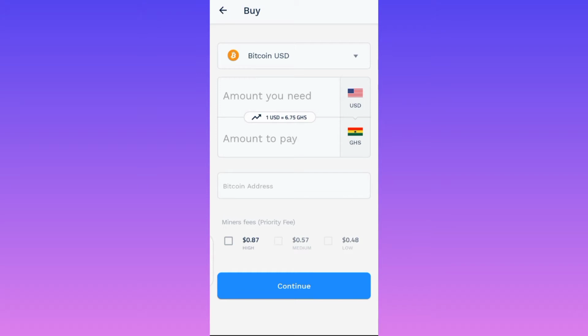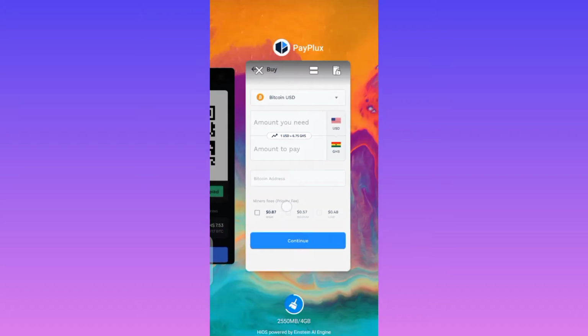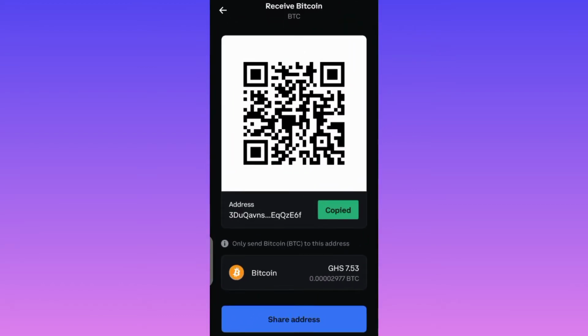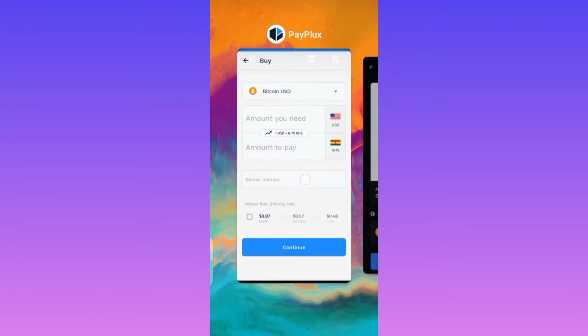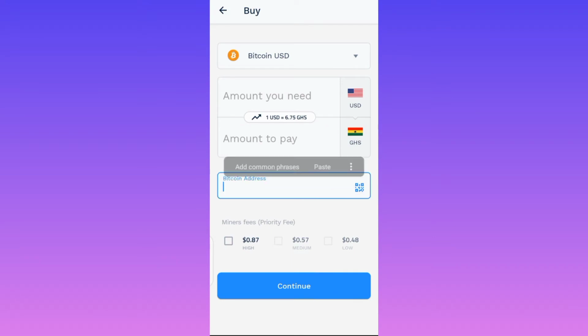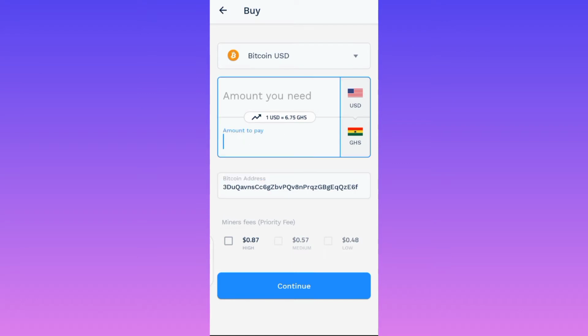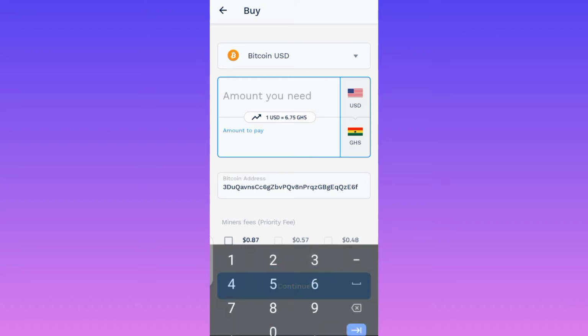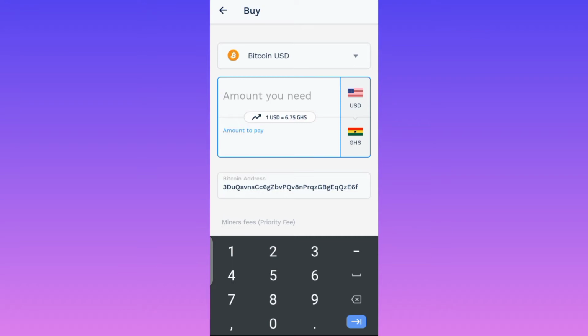So I have to input the address here, the address that I've copied. Remember, the address that I've copied, I have to paste it here. And this video will be very helpful for total beginners, or those who are buying Bitcoin for the first time using payplux. If you're a master already, you can also add your contribution in the description below. All right, so now I have to enter my amount. So let's say I want to buy 300 cedis of Bitcoin.